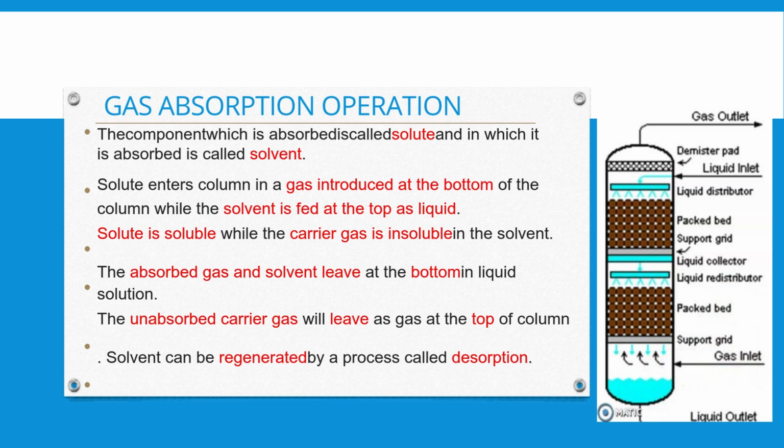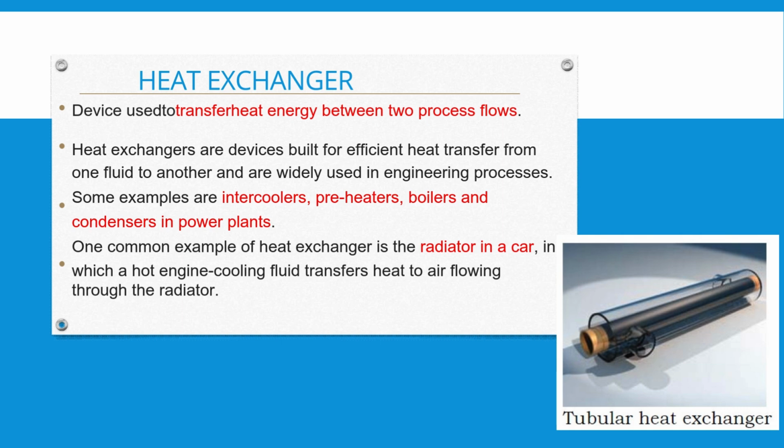The absorbed gas and solvent leave at the bottom in liquid solution. The unabsorbed carrier gas will leave as gas at the top of column. Solvent can be regenerated by a process called desorption. Heat exchanger is a device used to transfer heat energy between two process flows.